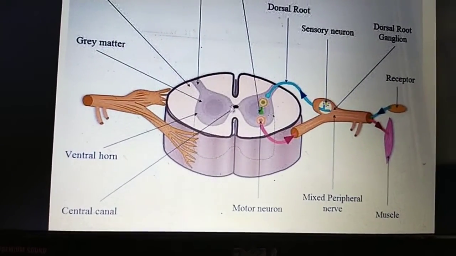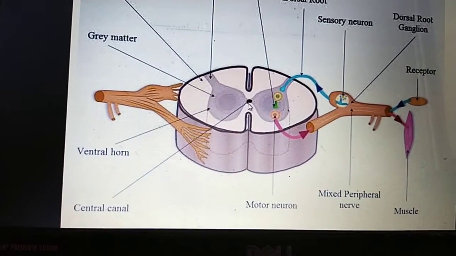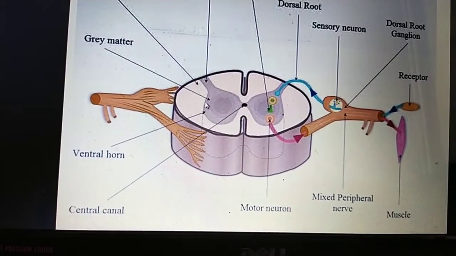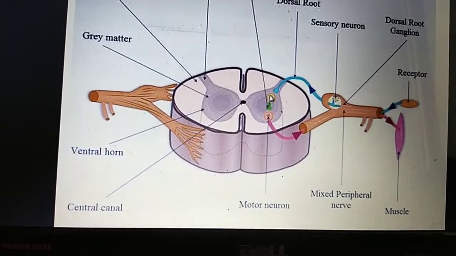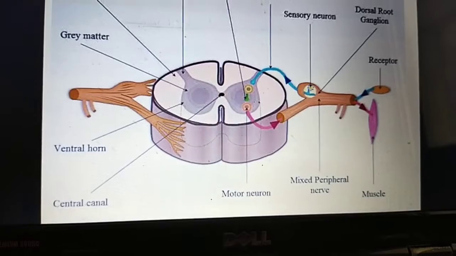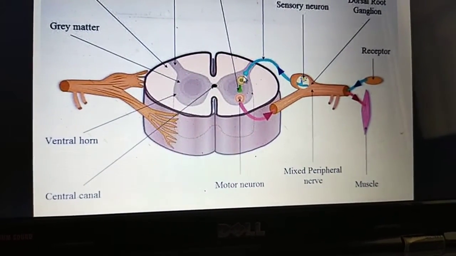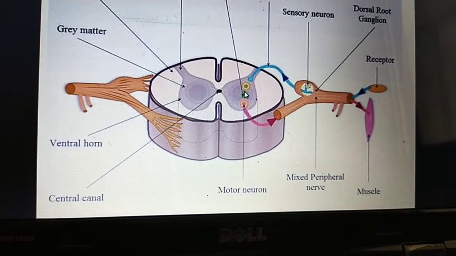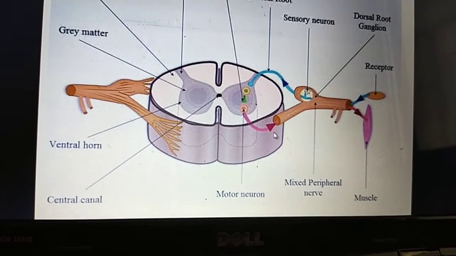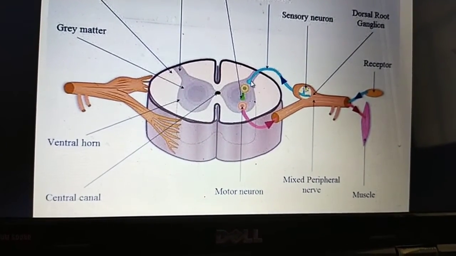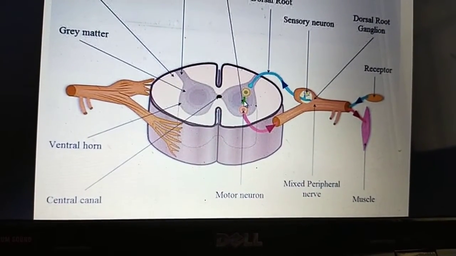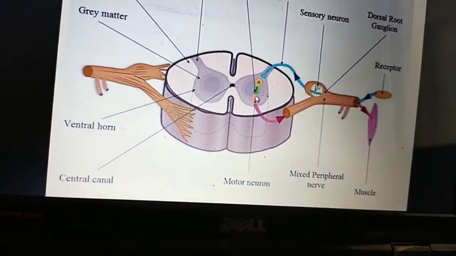In that you can see the one central canal. This is the dorsal horn, this is the ventral horn, and this is the lateral horn. In that you can see two types of nerves. One is from the dorsal root, another one from the ventral root. Most of the time dorsal roots are sensory neurons, and most of the time ventral roots are motor neurons. In between the dorsal root and ventral root, in the lateral horn, there are interneurons.